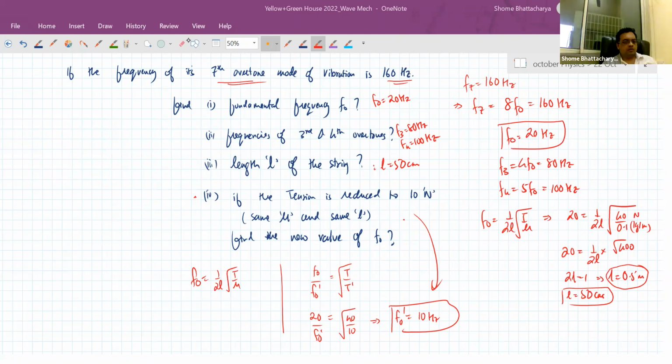So we'll pick this up in the next week. We are basically done with transverse waves on a string now. So next week we'll pick up sound.